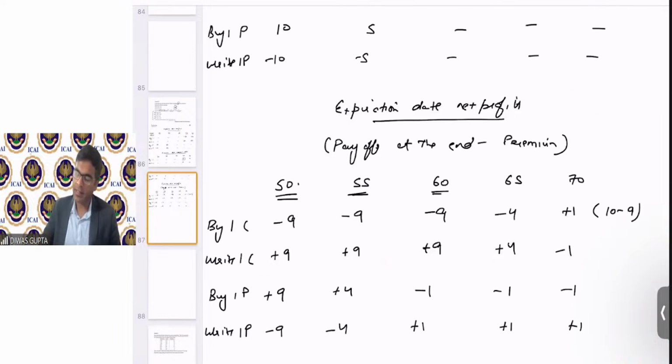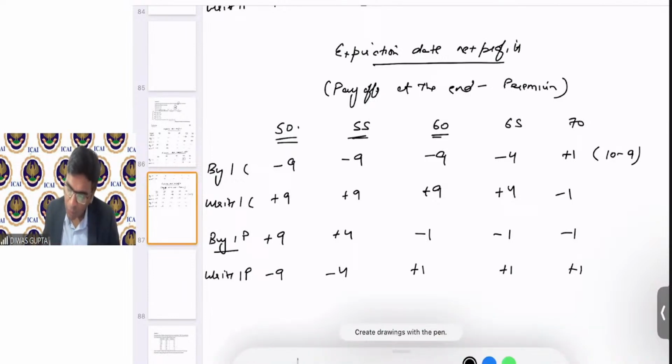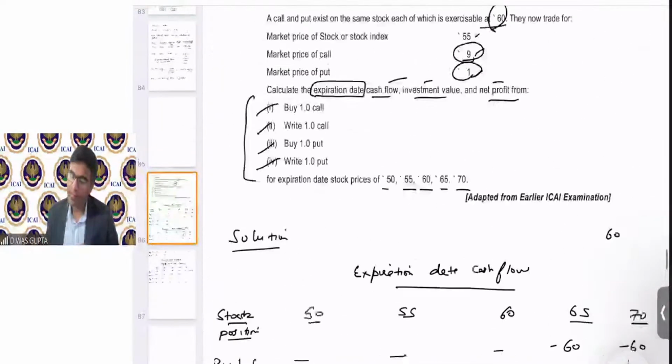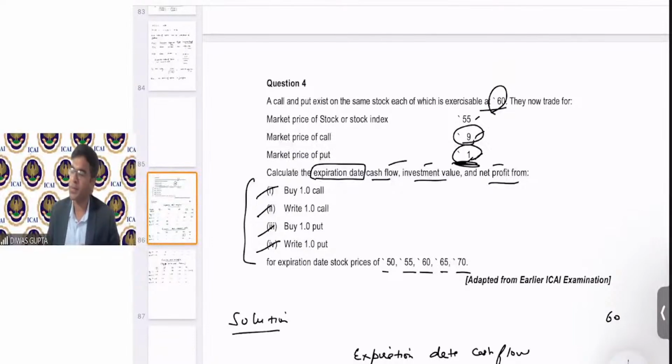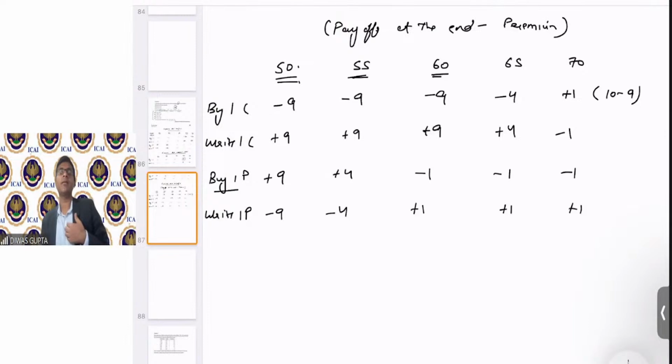Okay, wait. Tanisha is saying buy one put, write one put. Okay, buy one put. Let's start, students. In case of a put option at 50 rupees, the person who has bought that put will get 10 rupees, correct? Because 60 rupees is the strike price. However, the premium paid is only 1 rupee. See, students, the premium of put option is 1 rupee. So let's say I have purchased the put option. I will get 10. I have paid 1.